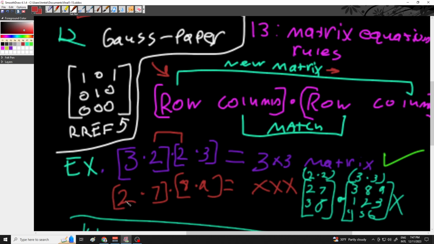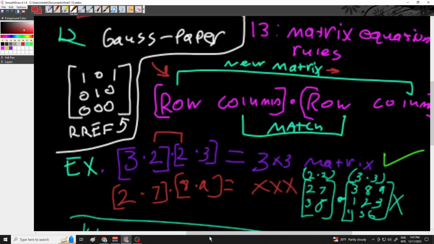But for instance, if it was a 2x7 and an 8x9, these two do not match, so you don't get a proper matrix formation, and you can't do the equation. And even if you flip-flop them, it still wouldn't work, because you'd have 2 times 9. That doesn't work. It has to be a 2x2 or a 7x7.